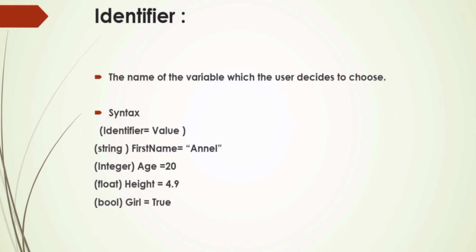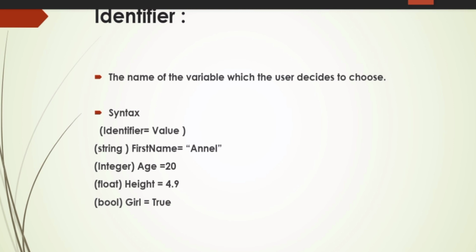Okay, next. Identifier, the name of the variable which the user decides to choose. Example, syntax. The syntax is identifier equals value. So I will explain it again.